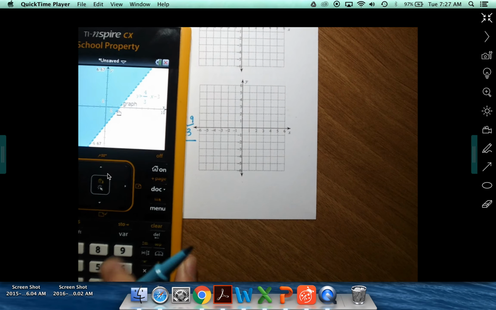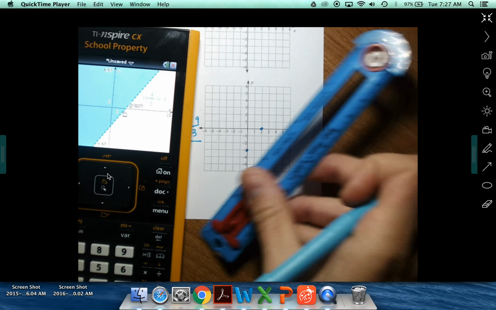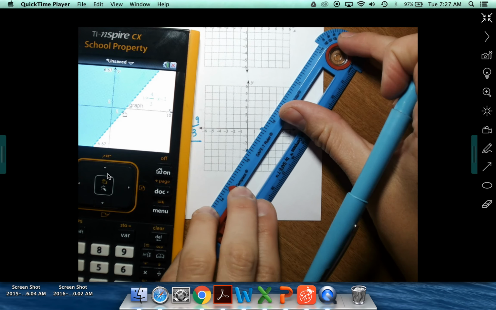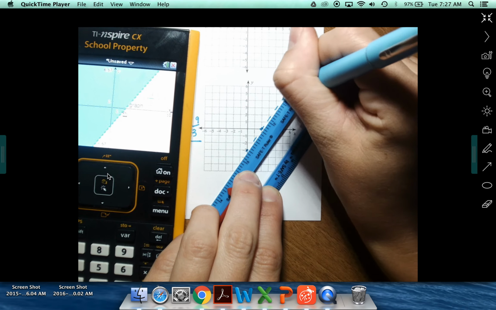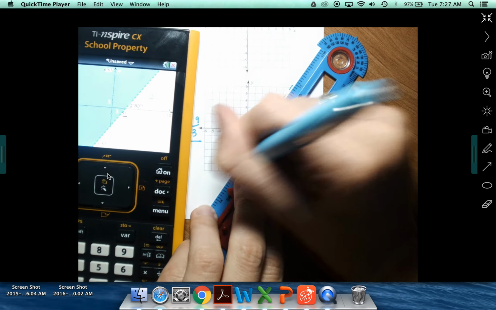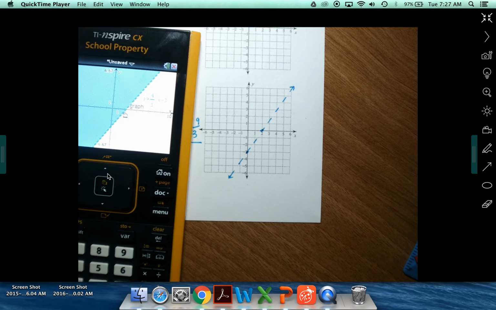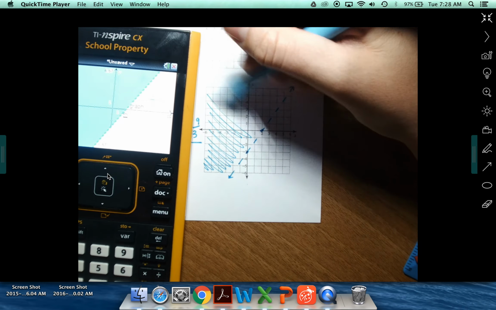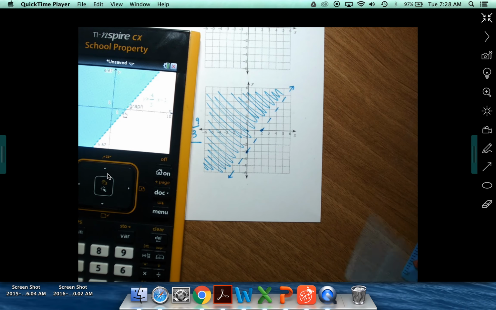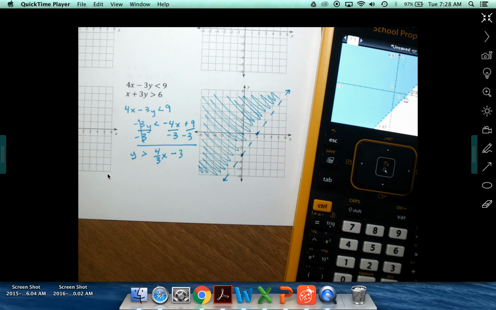Okay, so I'm going to get this on my graph. I've got a point here, I've got one down here. And this line, when I graph it, is going to be dotted. So that line's dotted, and the shading is over here to the left or to the top. Okay, so I've got the first one done. Now I need to look at this second one. I'm going to do that in a different color.